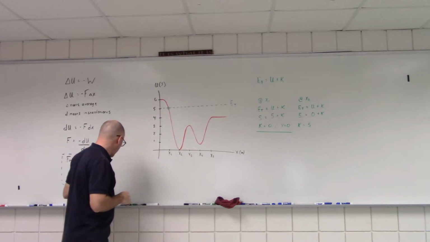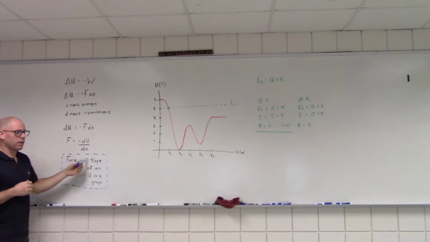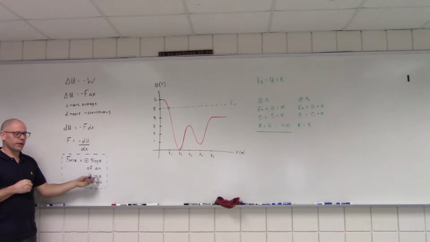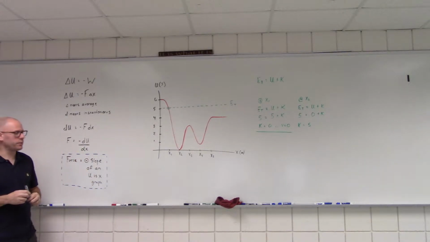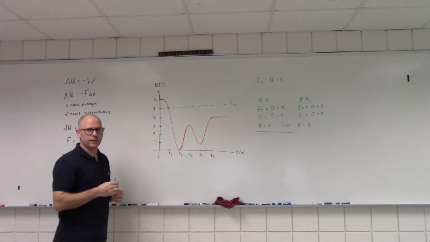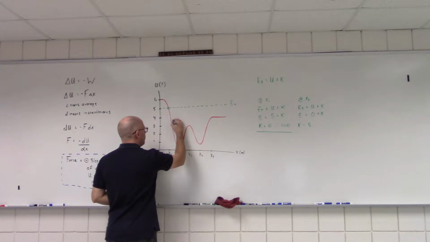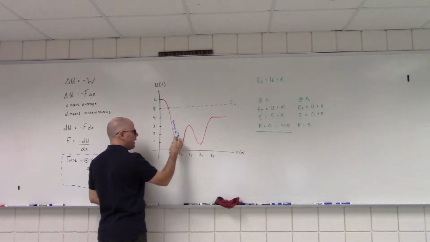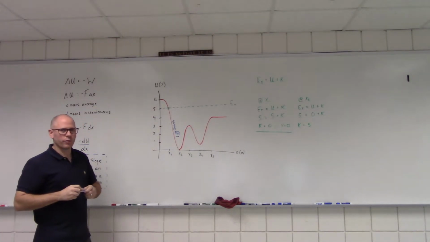What direction is the force? Well, let's look at what our rule says here. The force is equal to the negative slope of a potential energy versus position graph. We have a potential energy versus position graph. So, what do I notice about the slope right here? Is the slope positive or negative? The slope of this line is negative, which means the force is positive, which means it's pushing the object to the right.